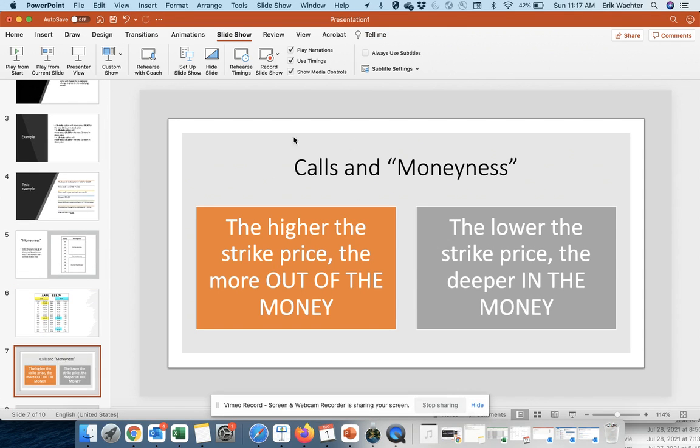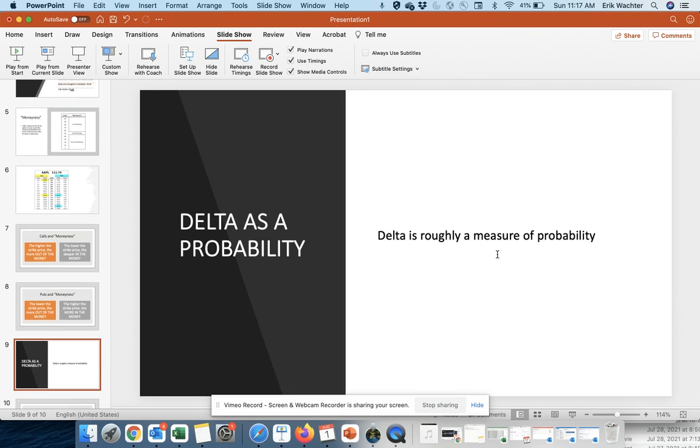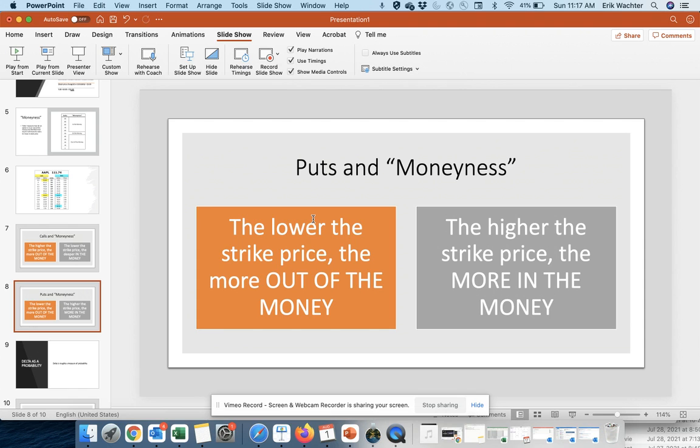I sum that up with this slide, calls and moneyness. The higher the strike price, the more out of the money, and the more out of the money, the lesser the delta. The lower the strike price, the deeper in the money the call option will be, and the higher the delta will be. Now let's do puts. The lower the strike price, the more out of the money, and the more out of the money, the lower the delta. The higher the strike price, the more in the money, and the higher the delta.